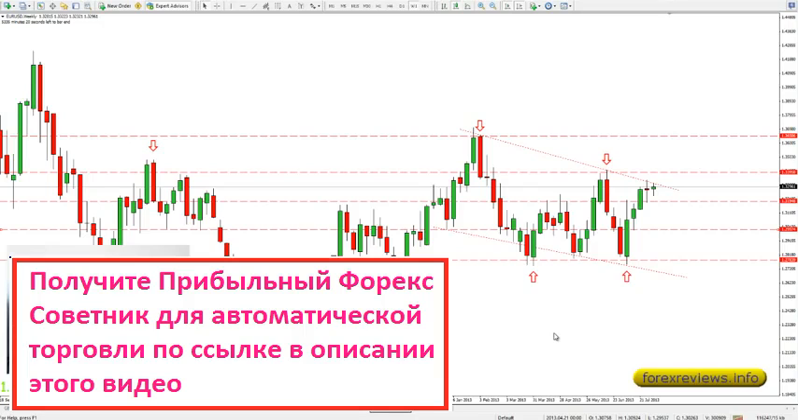I'm going to reveal to you just a really simple tip in Forex, or you can use it in any market actually, on how to identify trend changes.